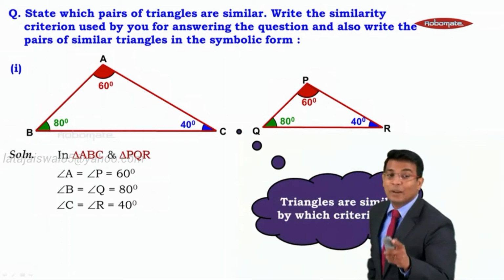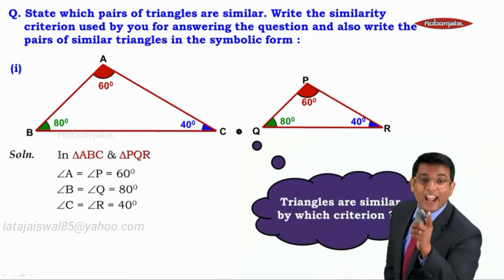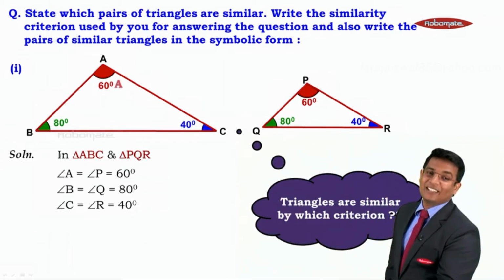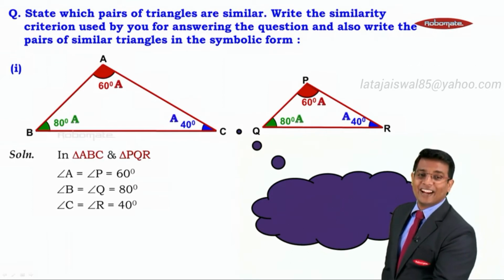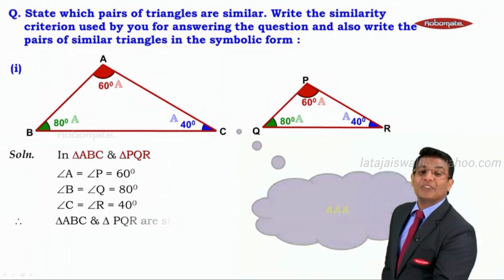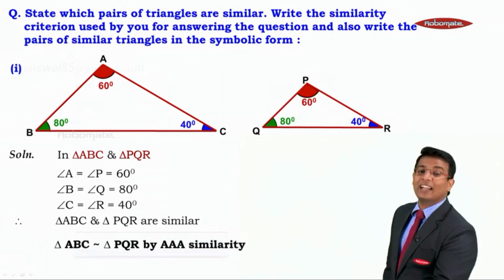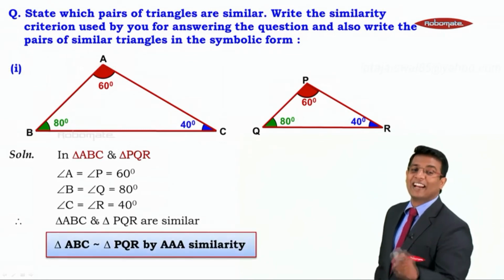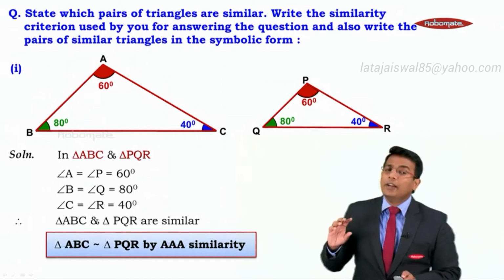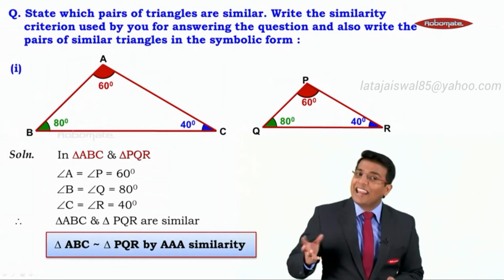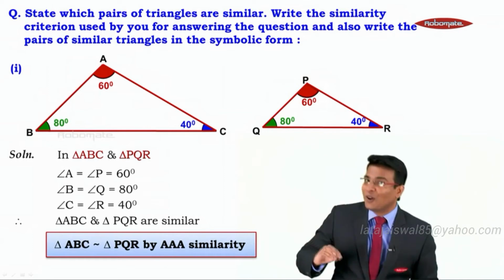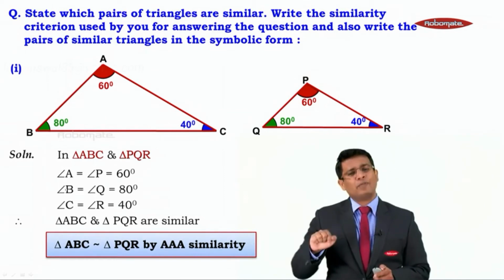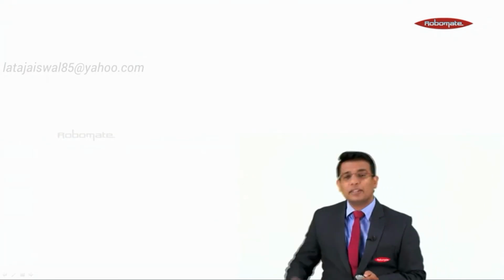The triangles are similar, but by which criterion? Yes, we know it is AAA criterion of similarity. That is what we write there. They are similar, and they are similar by AAA criterion. You can write by AA criterion also, if you consider only two pairs of corresponding angles. That is also correct. Now let's take one more example on the same concept.